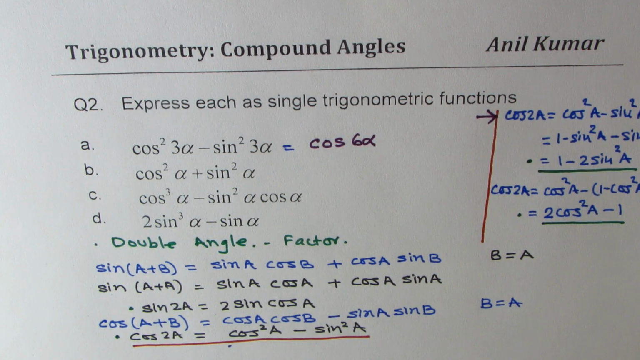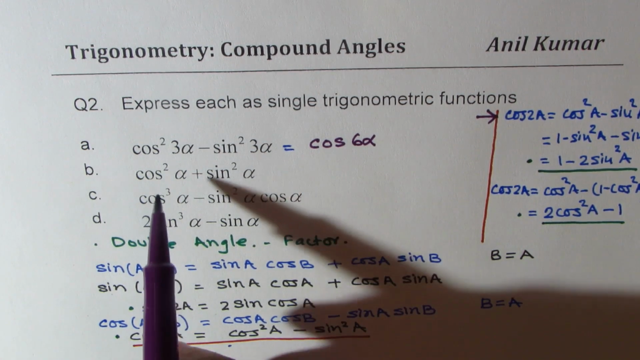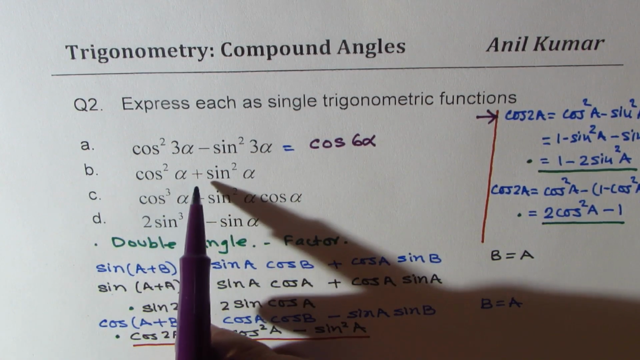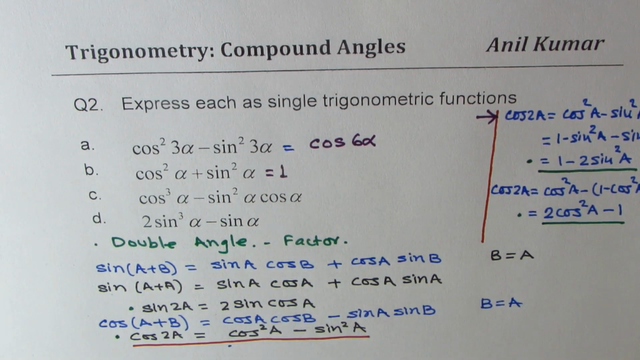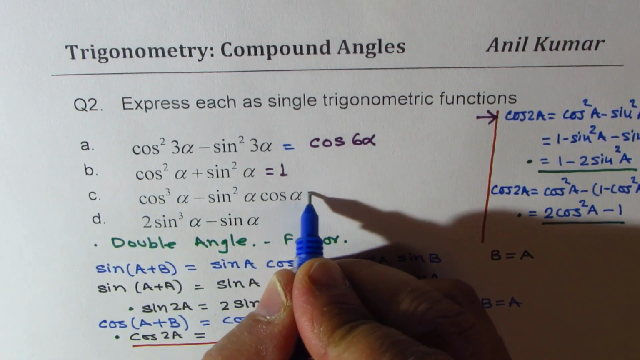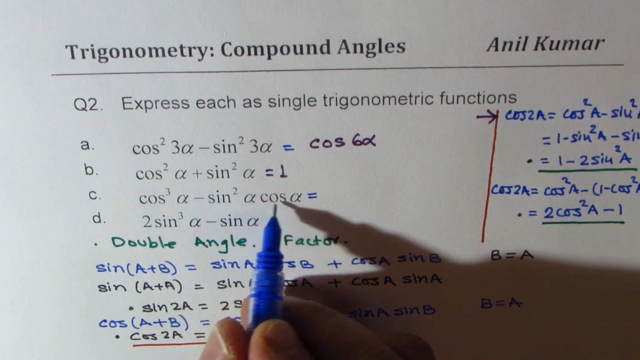Perfect. Now the next one is to misguide you. Cos square a plus sine square a, you know, is just 1. That is a trigonometric idea, right? Pythagorean trigonometric identity. Cos square alpha plus sine square alpha is just 1. Okay, great.